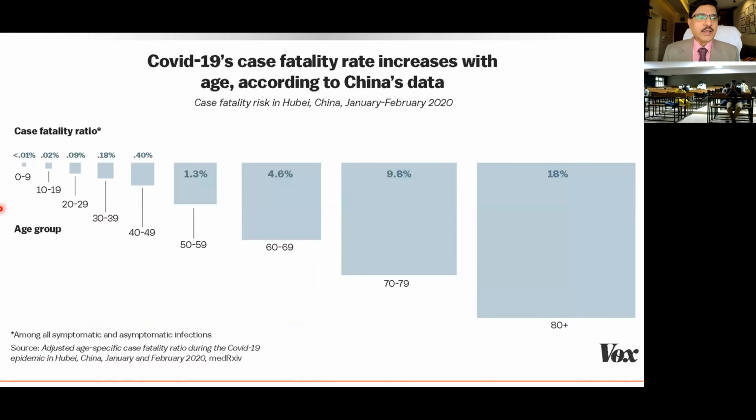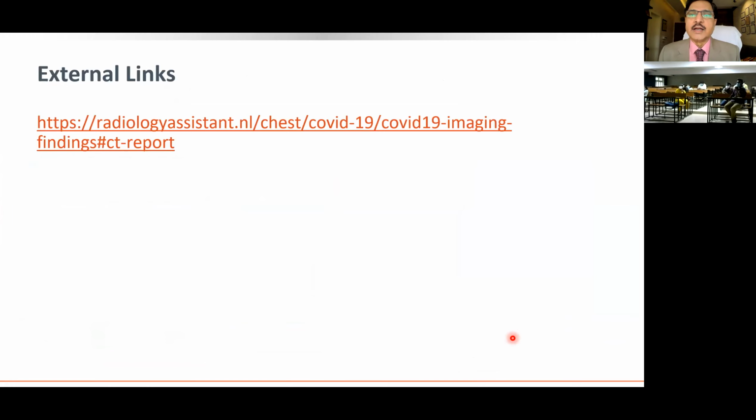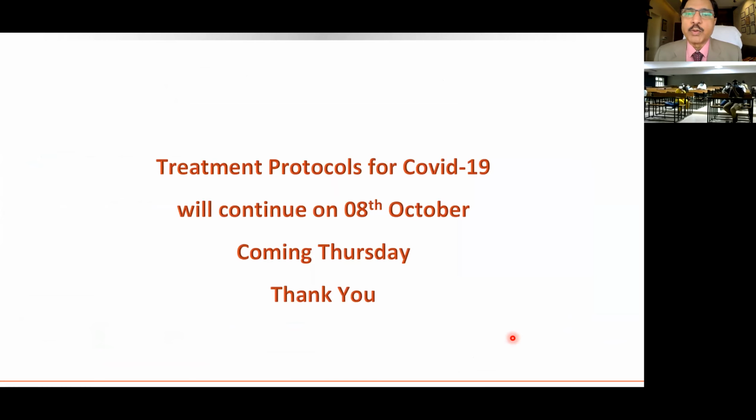Okay, you see here the age groups. This is another way of representing it, a simple dot: less than 0 to 9, 0.01%, versus 18% above 80. These are various ways of depicting the data. External links, I've shown you the imaging sciences later on. The treatment protocols for COVID-19 will continue on 8th October, coming Thursday. Thank you all for patient listening. If you have any questions, I'm prepared to be here for some more time and answer.